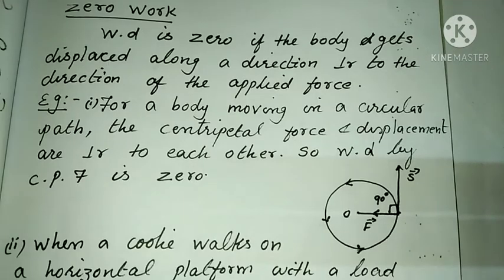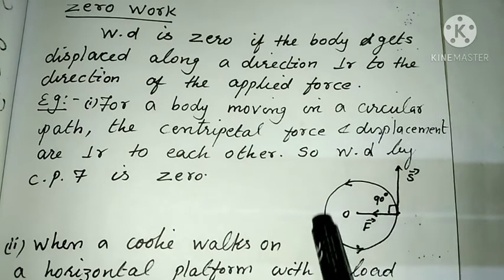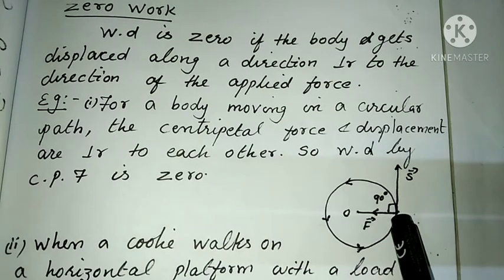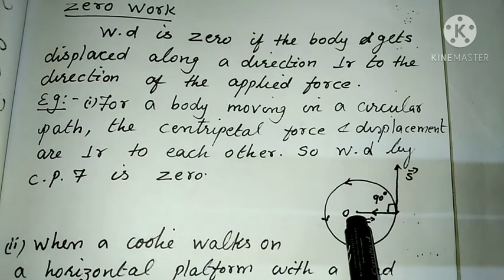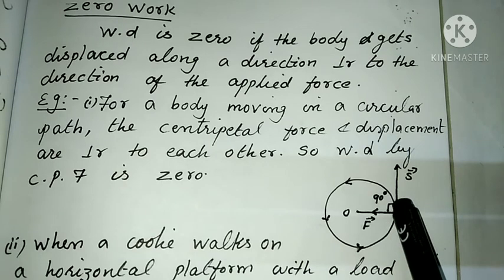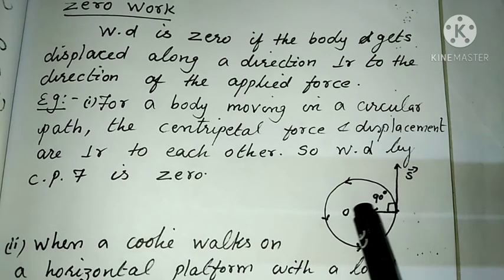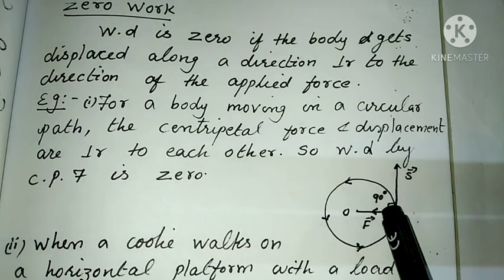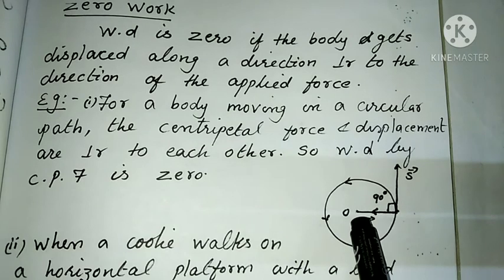So for example here, when a body is moving in a circular path, the centripetal force is acting towards the center and the displacement of the body is perpendicular to the centripetal force. So theta is 90 degrees. So work done equals 0.